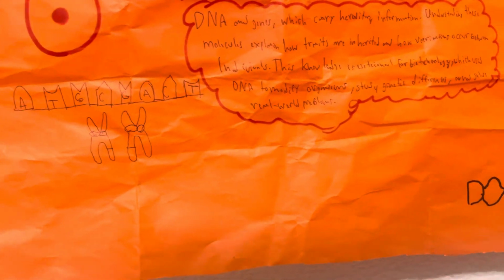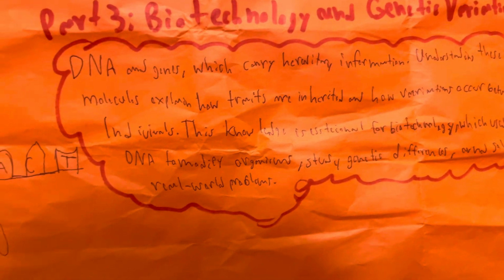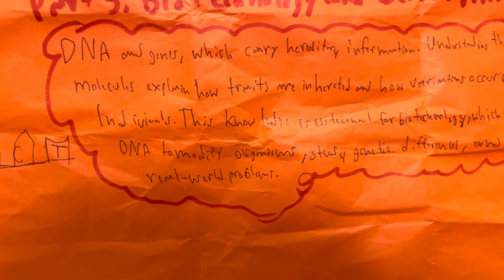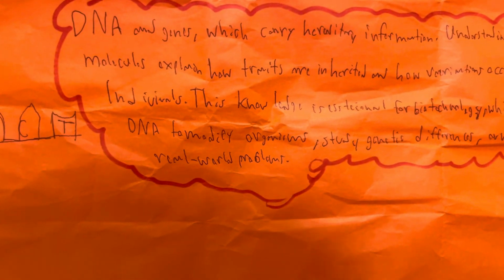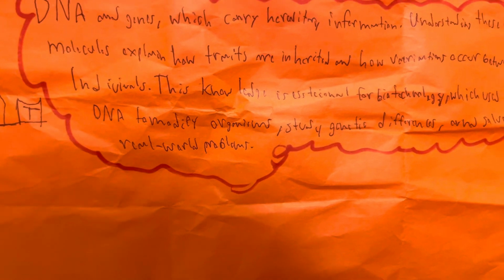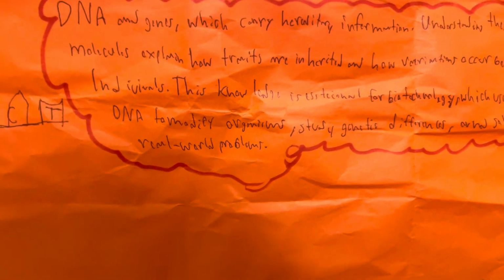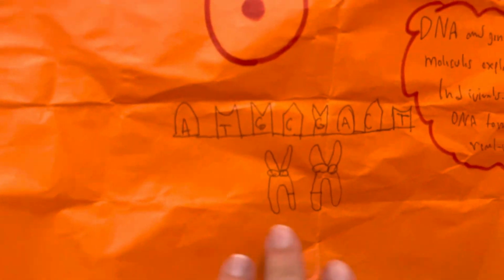From Unit 3, inheritance of traits, Part 3, biological technology and genetic variation. DNA and genes carry inherited information. Understanding these molecules explains how traits are inherited and how variation occurs between individuals. This knowledge is essential for biotechnology, which uses DNA to modify organisms, study genetic differences, and solve real-world problems. These are some drawings I made, with a little text that goes with them for the cells, and more of the keywords.